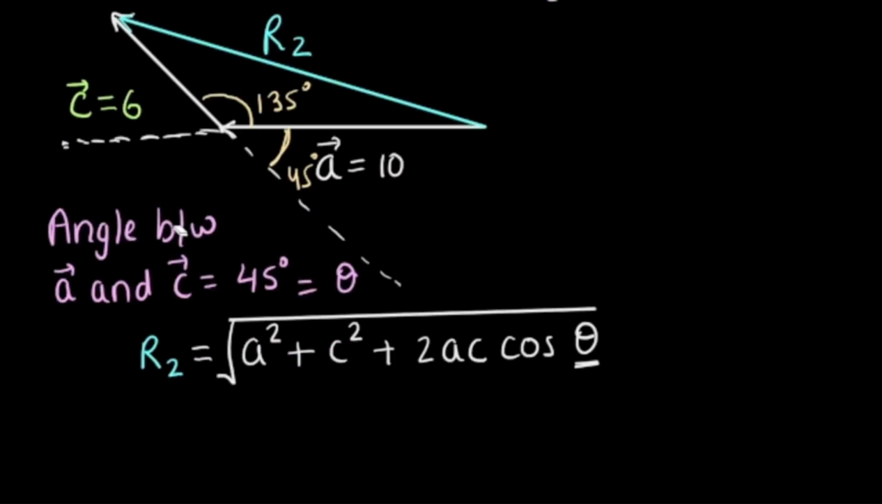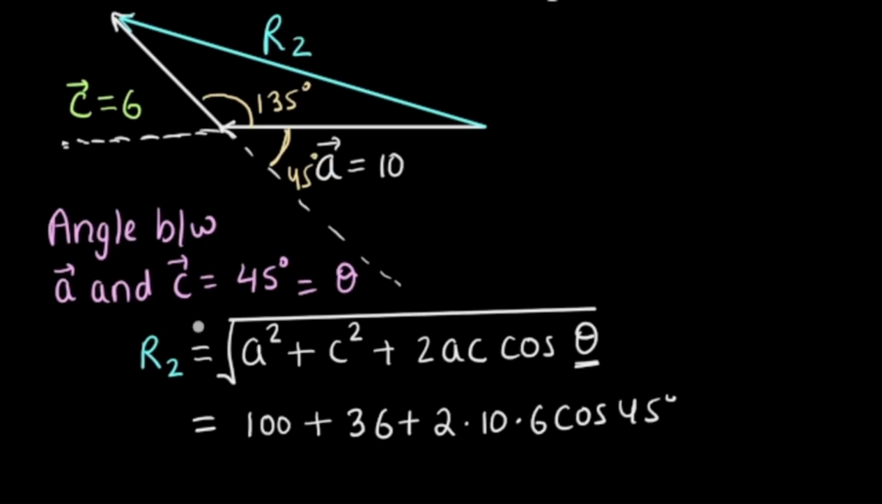What do we get? All right, let's go ahead and plug in the numbers now. A is 10, 10 squared is 100. C is 6, 6 squared is 36. Plus 2 times A, which is 10, times C, which is 6, times cosine 45 degrees. How is it 45? This angle here. This is 45 degrees. This is the angle between vector A and vector C.